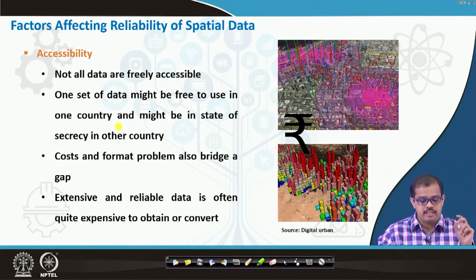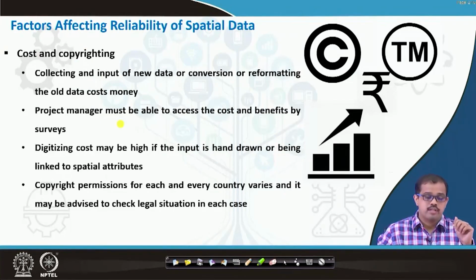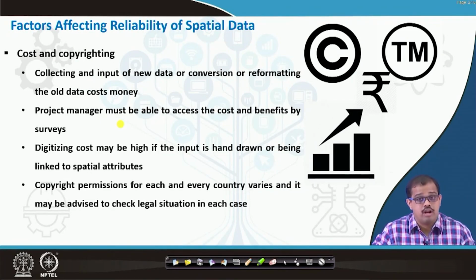Extensive and reliable data is often quite expensive to obtain or convert. Yes, this is the very important part. Most of the private generators who actually generate extensive reliable data are extremely expensive in terms of obtaining this particular data. Then you have the cost and copyright.